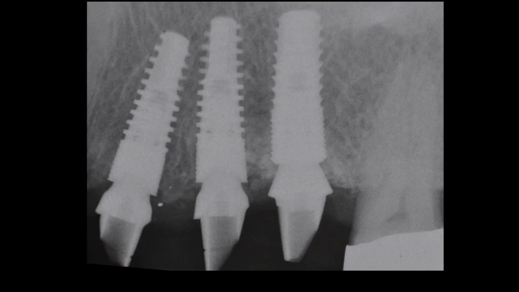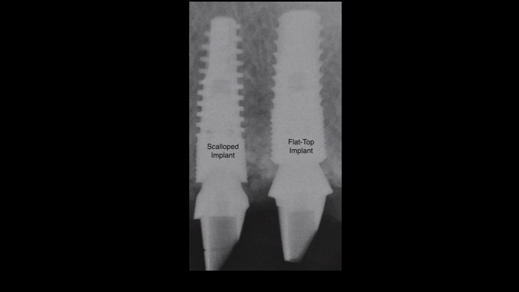This is X-ray of the case. Let's look at the bone level of scalloped implant and flat-top implant. Flat-top implant was placed at the facial level of scalloped implant. So, scalloped implant proximal level is much more coronally located than flat-top implant.